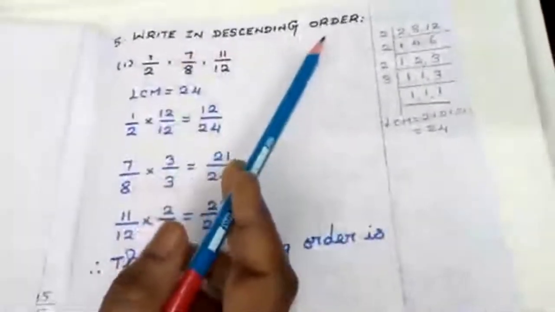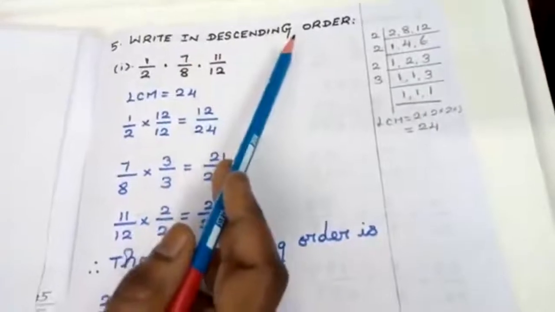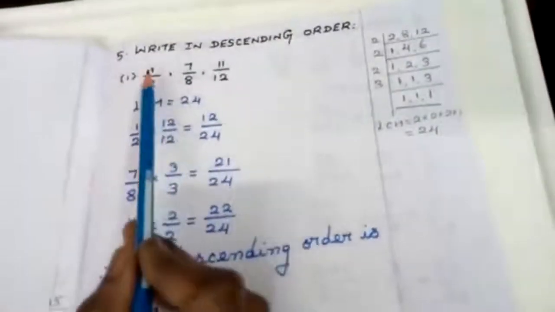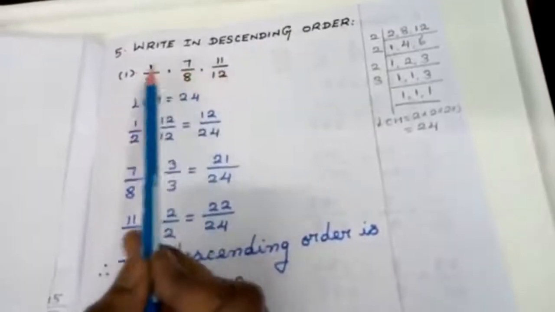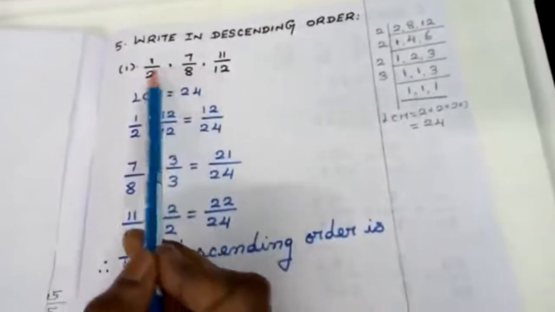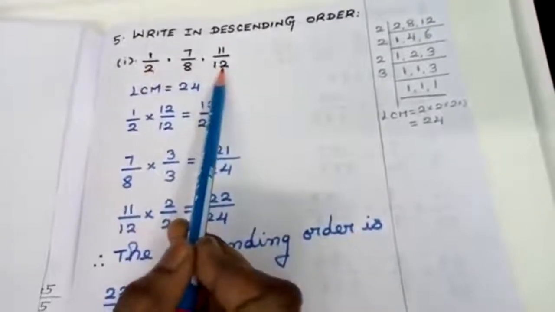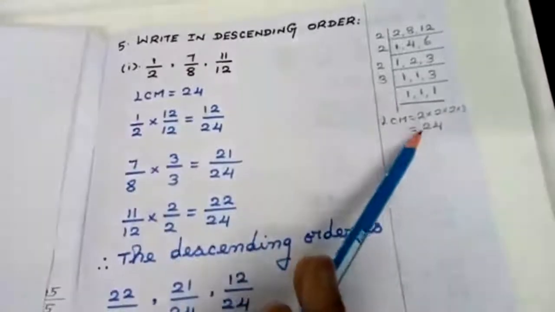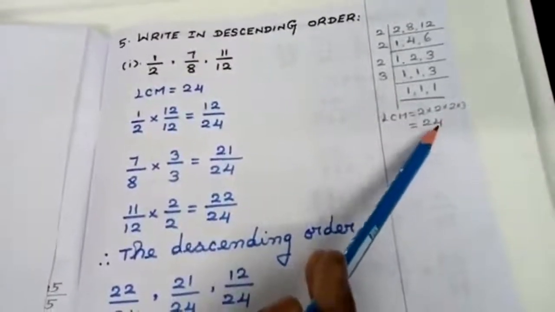Coming to the next question, write in descending order. They are asking you to write in descending order. The meaning of descending is big to small. First, they have given you 3 fractions here. I am going to check the denominator part: 2, 8, 12. The denominator is not the same here, students. So go to the LCM, find it by the LCM method. I am going to find the denominator value, 24.